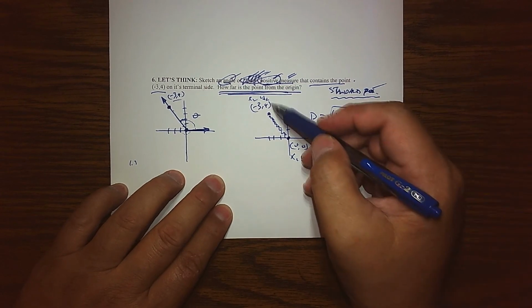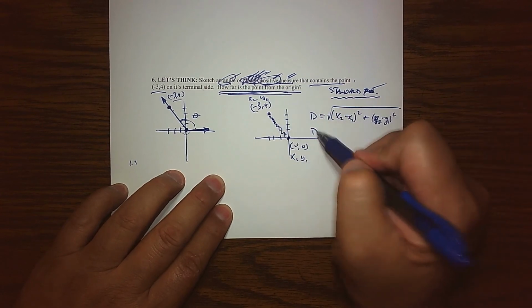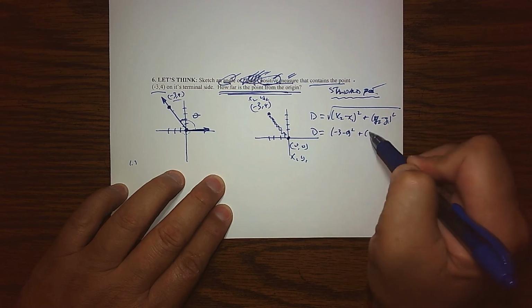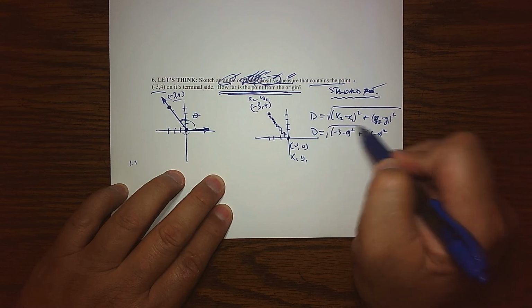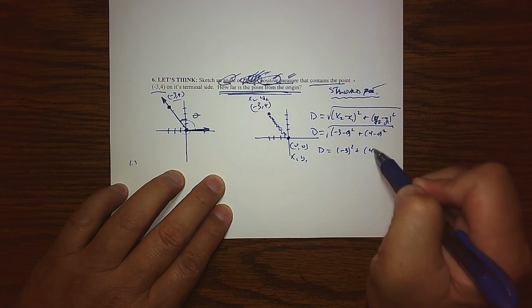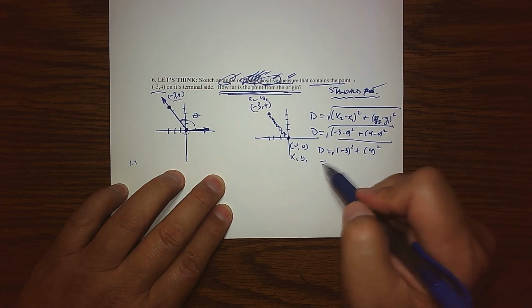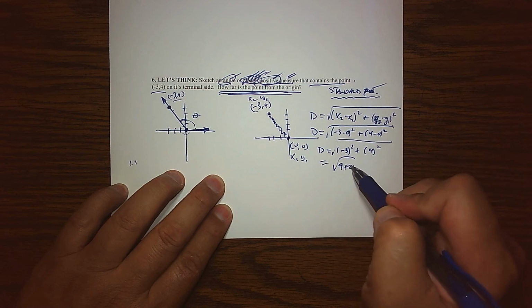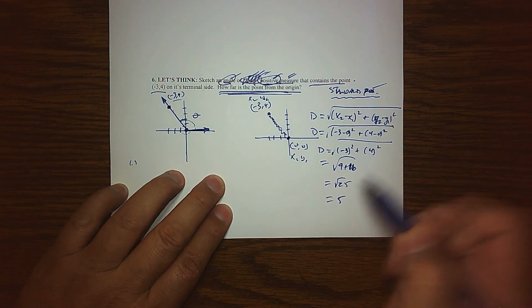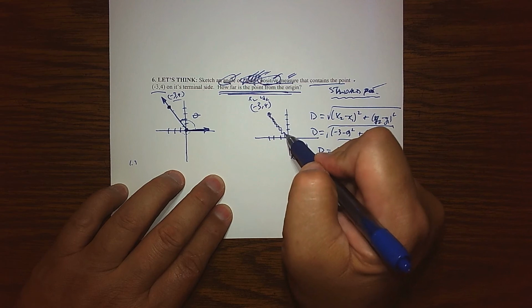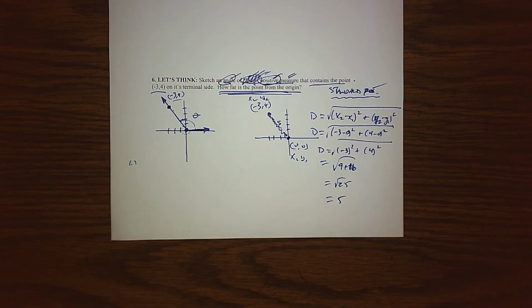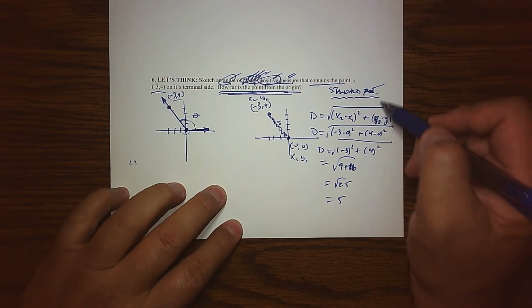So how far is -3,4 from the point 0,0? Well, it looks like it's the square root of negative 3 minus 0 squared plus 4 minus 0 squared. That becomes the square root of negative 3 squared plus 4 squared, which is 9 plus 16, and so we get the square root of 25. So what's the distance from here to here? It's 5 units away.